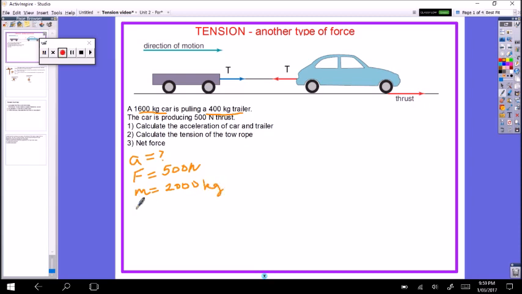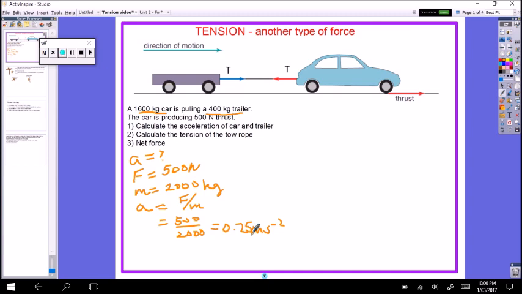So therefore we know that the acceleration must be force divided by mass, because F equals ma, which is, it's not 2,000, it is 500 divided by 2,000, which is 0.25 meters per second squared. Okay, so that's the first part.